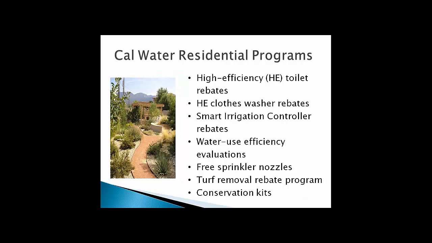Also do want to touch on Cal Water's residential conservation programs, as Cal Water does cover a large portion of San Mateo County, and they offer programs separate from the FOSCA programs. They have rebates for high-efficiency toilets and clothes washers, smart irrigation controllers, water use efficiency evaluations if you would like some assistance in figuring out how to make your home more efficient, free sprinkler nozzle rebates, a turf removal rebate program, and home conservation kits with items like showerheads and faucet aerators.